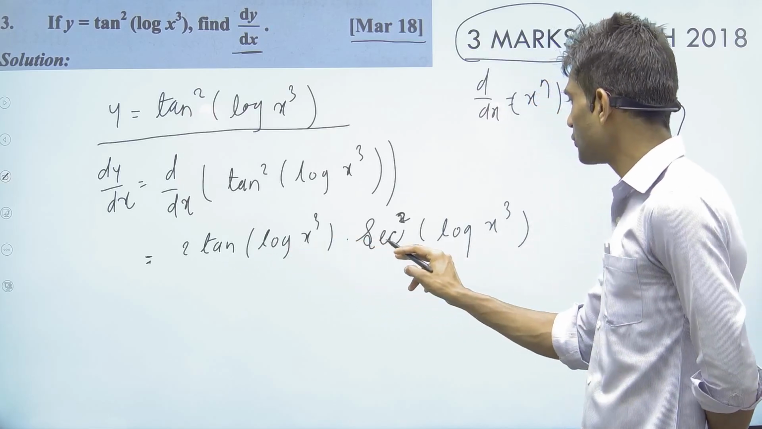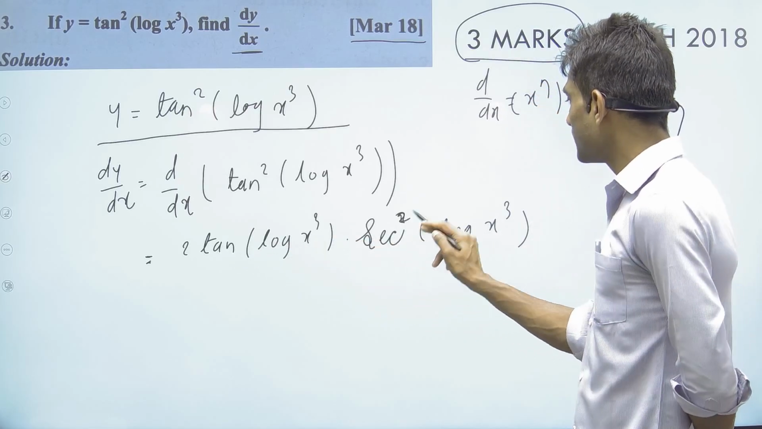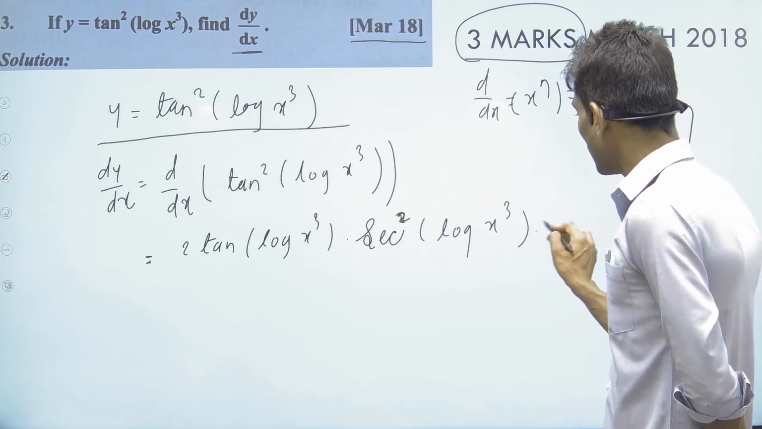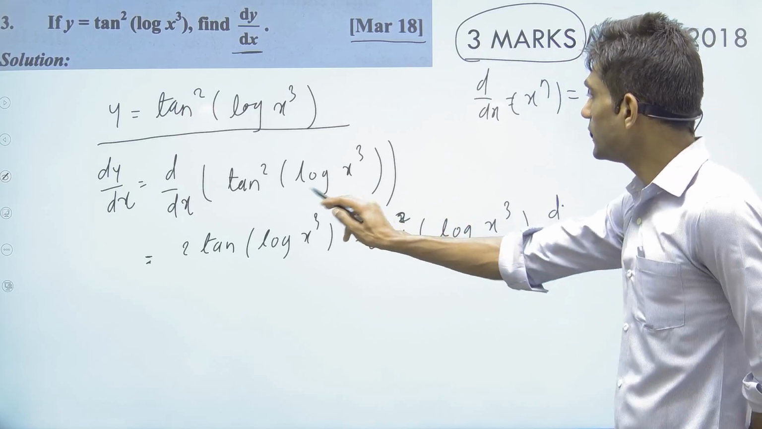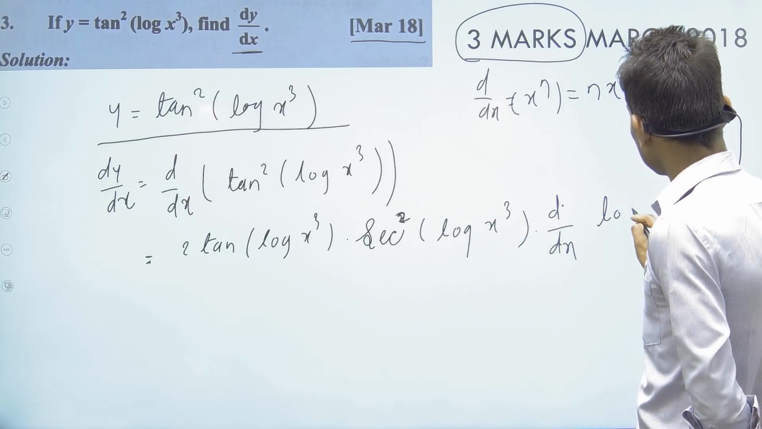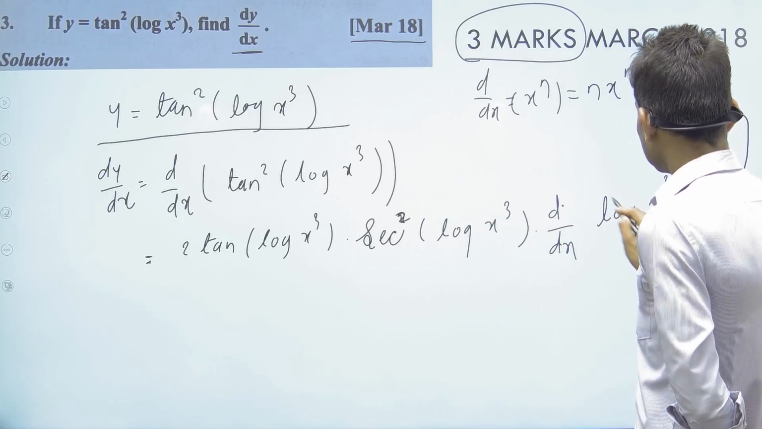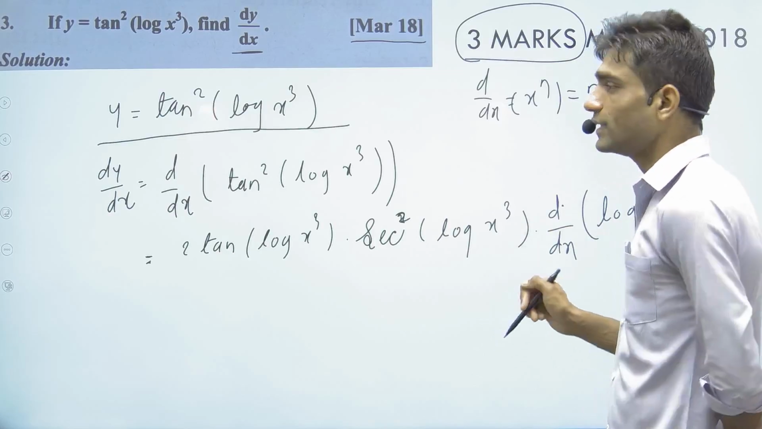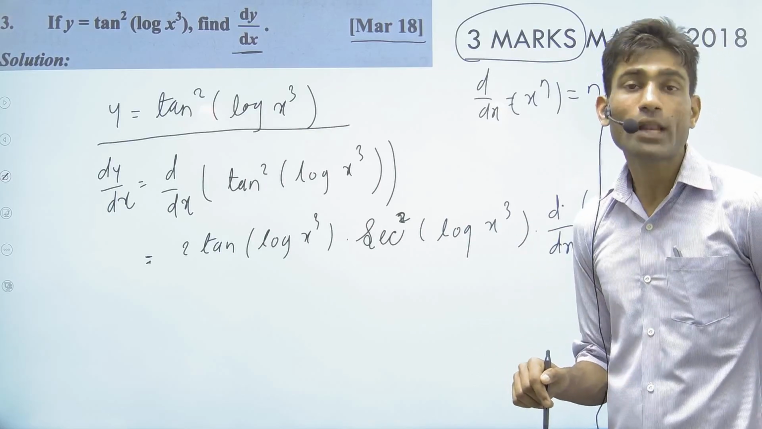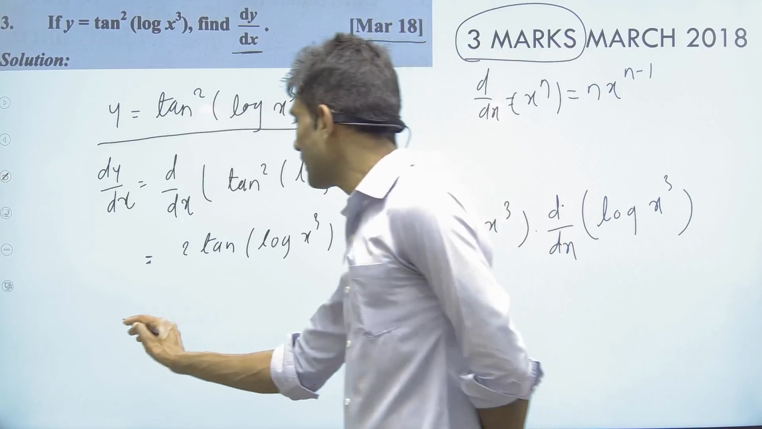After that, differentiation of tan x here, which is sec square of x. And now after that, you have to differentiate d by dx of the function under it, which is log of x to the power 3. Okay, log of x to the power 3. So you can take that 3 in front using the exponent rule for a logarithm. Okay, so what will we get in the next step?